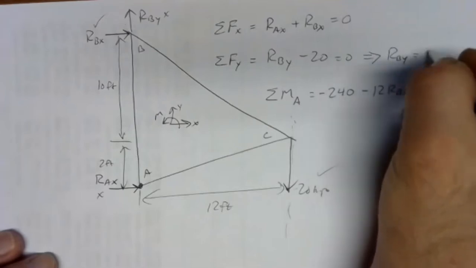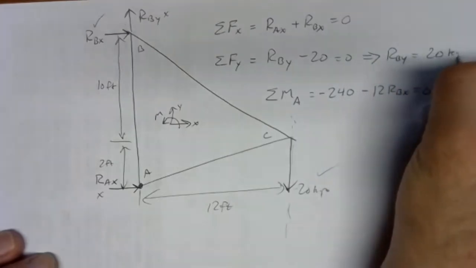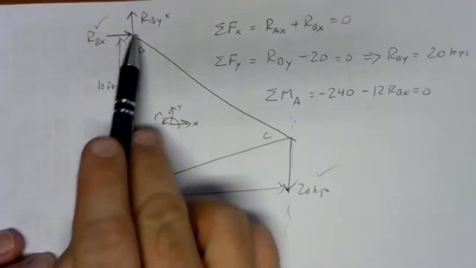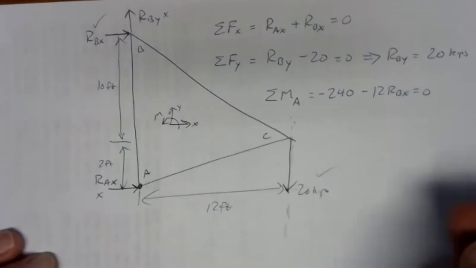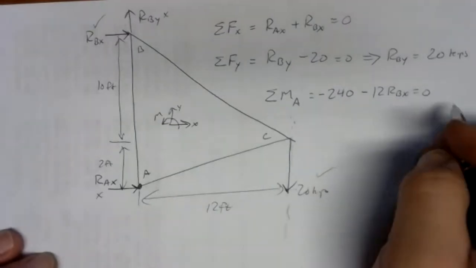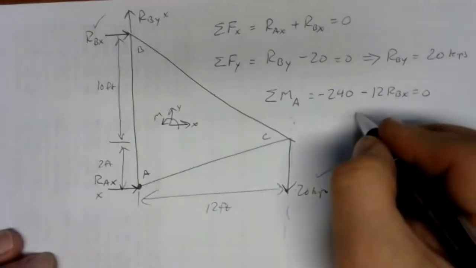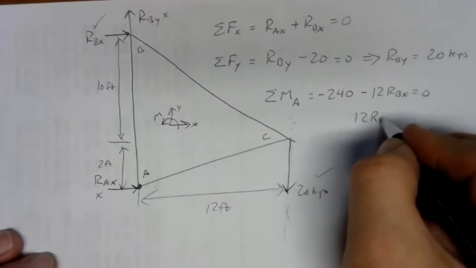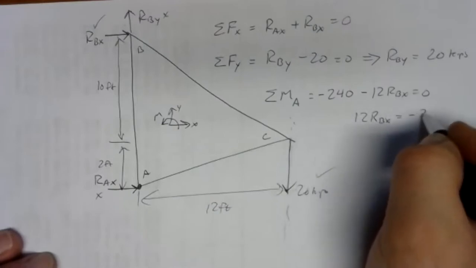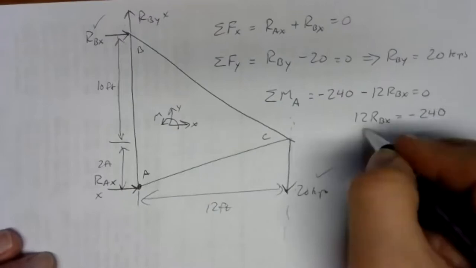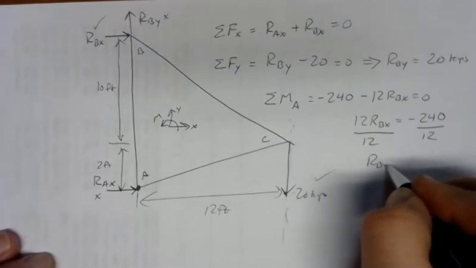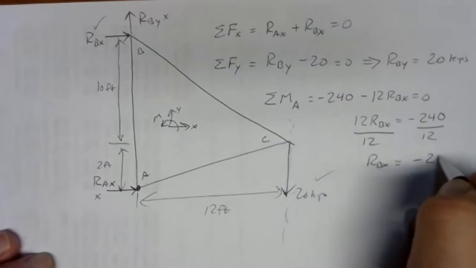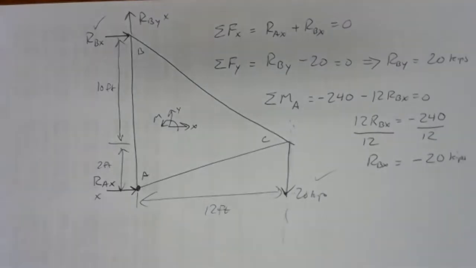RBY is 20 kips. Came out positive, so RBY must really pull up. And then we've got our moment equation. We can solve that too. If we add 12 RBX to both sides, we have 12 RBX equals negative 240. Divide both sides by 12, and RBX equals negative 20 kips. Be careful with the negative signs here.